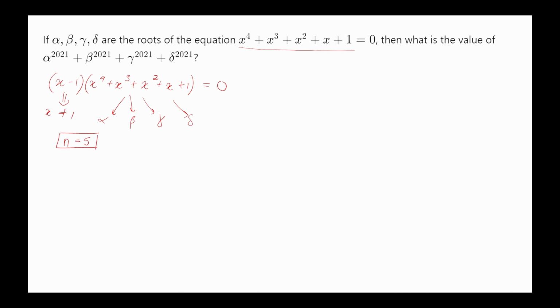I hope you are understanding this. My n is going to be 5, then only I would have one of my roots as real, and my 4 other roots are going to be complex. So one thing we've found out from this equation is that n is equal to 5.